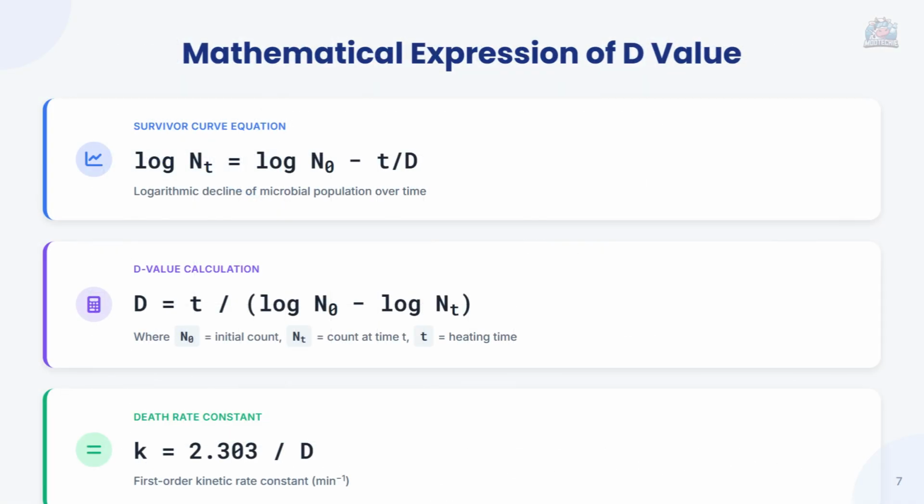The d-value can also be expressed mathematically. The survivor curve equation is log Nt equals log N0 minus t upon D. Here, N0 represents the initial microbial population, Nt represents the population after time t. From this equation, the d-value can be calculated as D equals t upon log N0 minus log Nt. Another relationship links the d-value with the microbial death rate constant. K equals 2.303 upon D. This shows that a smaller d-value means a higher death rate.